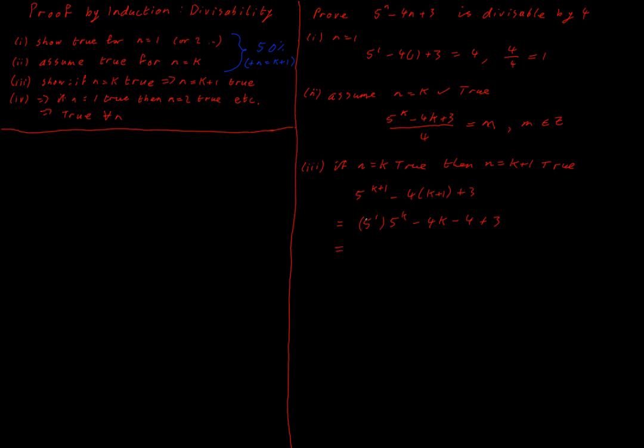Now, I know that I want this to end up being divisible by 4, so I'm going to break this up as cleverly as I can into stuff that is going to link back to n equals k, and try and give me something that's divisible by 4, which is fairly straightforwardly going to be 1 plus 4 by 5 to the power of k minus 4k minus 4 plus 3.